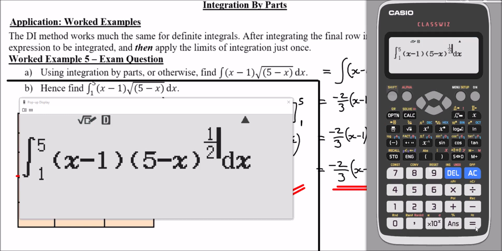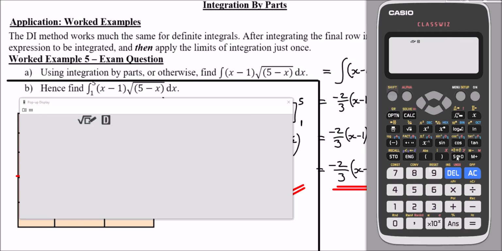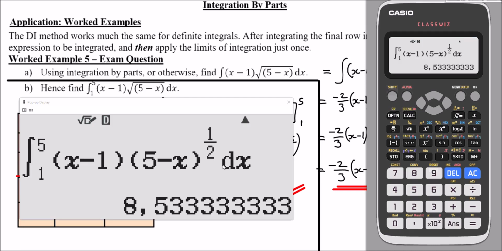So press equals and let the calculator do some thinking. Your calculator will be integrating numerically here. So it's thinking, it's number crunching behind the scenes, and it's coming out 8.533333, which is different certainly to what I put, which was 128 over 15.